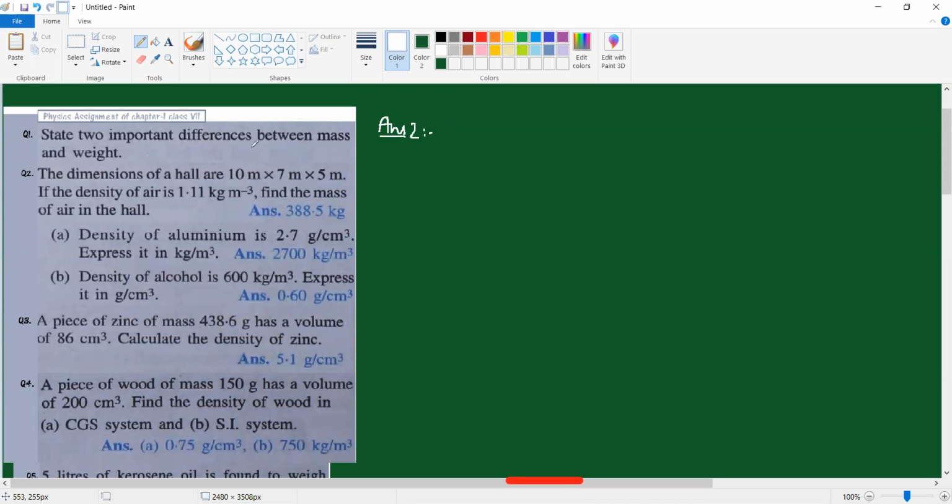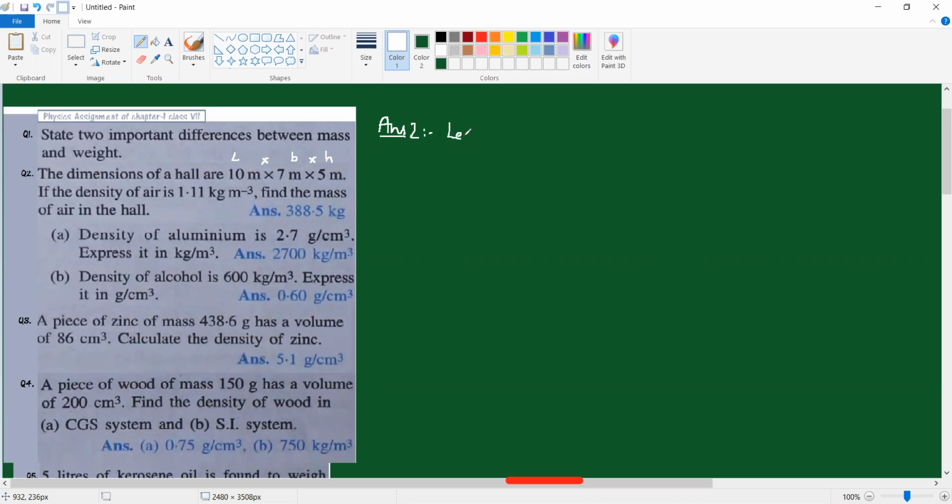first you have to write what is given. Dimensions of a hall are 10 meter, 7 meter and 5 meter. If the density of air is 1.11 kg per meter cube, find the mass of the air in the hall. So by default it is understood that this is length, this is breadth, and this is height.